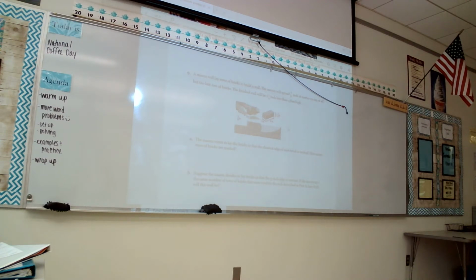Man, that was a lot of info, okay. Thankfully, they give me a little picture so I can kind of see what's going on. So it says the mason wants to lay the bricks so that the shortest edge of each brick is vertical. How many rows of bricks are needed? Okay, so let me just take this, and that's a lot of info.